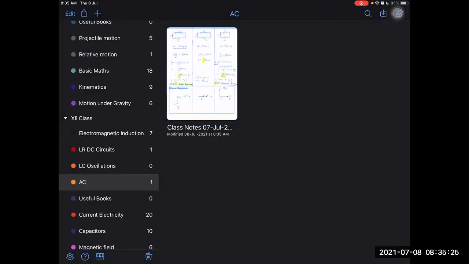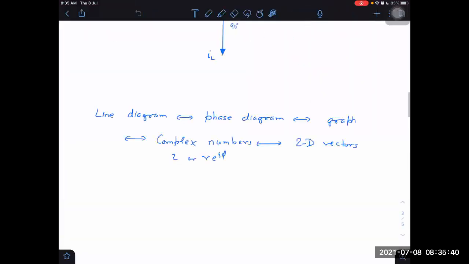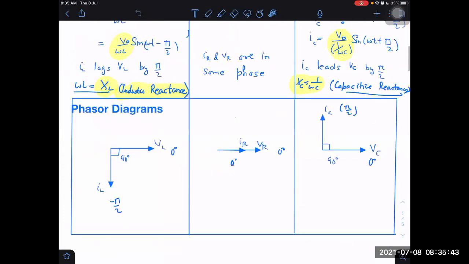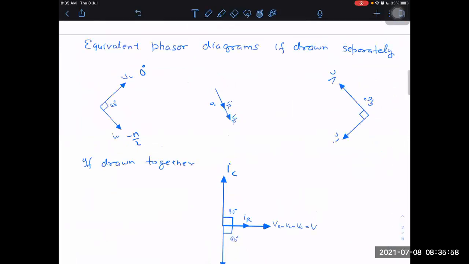Phasor diagrams. Can you show once? You can see the phasor diagrams. These are the phasor diagrams, you can note these also. I can draw the phasor diagrams in different ways also. It is just about taking a reference. If VL is on this side, then depending upon the initial phase, this will be minus pi by 2. As compared to this vector, it will be 90 degrees clockwise.